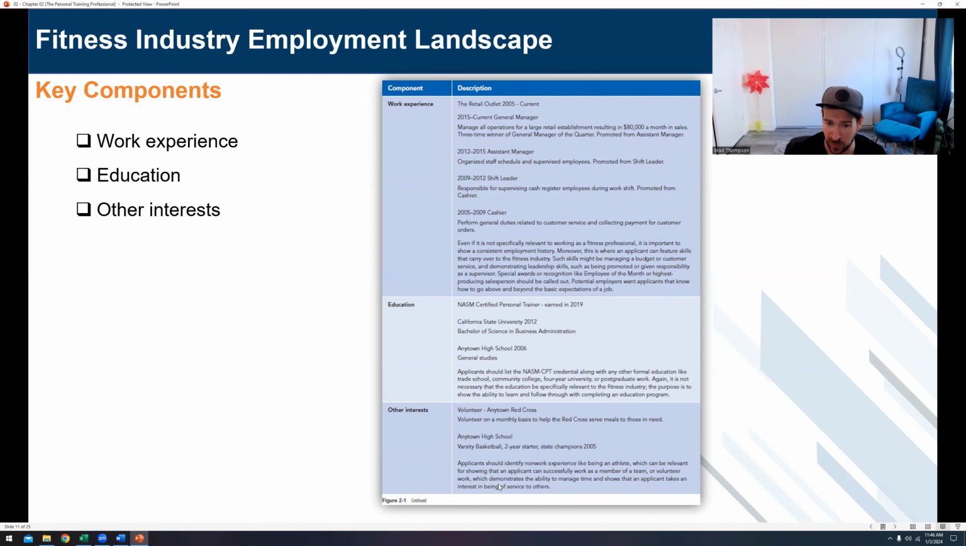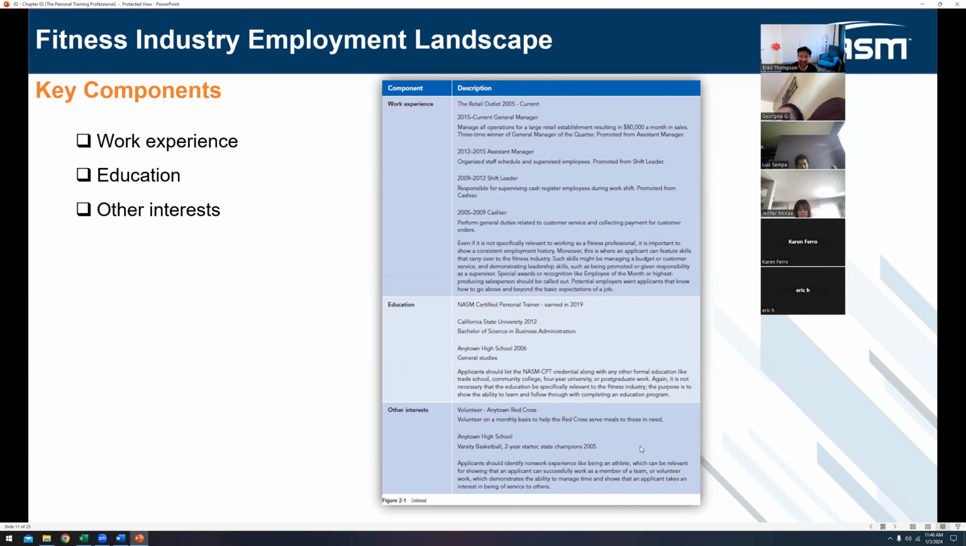This is where you can put your ultimate frisbee, by the way. Luis, soccer. You can put that in your other interests section, because I know you do a lot of SAQ stuff.